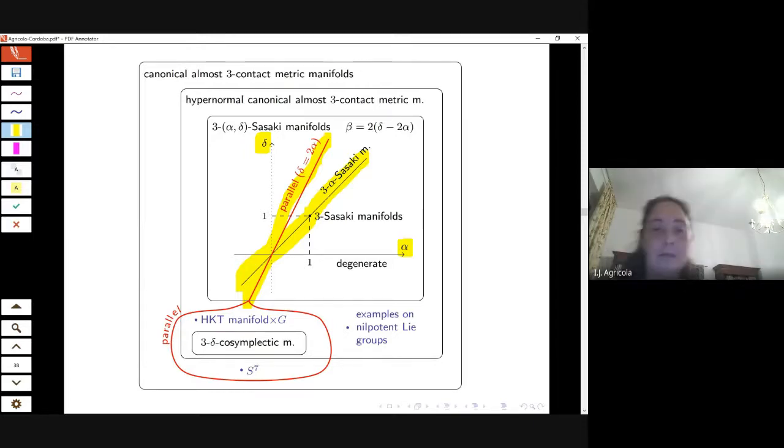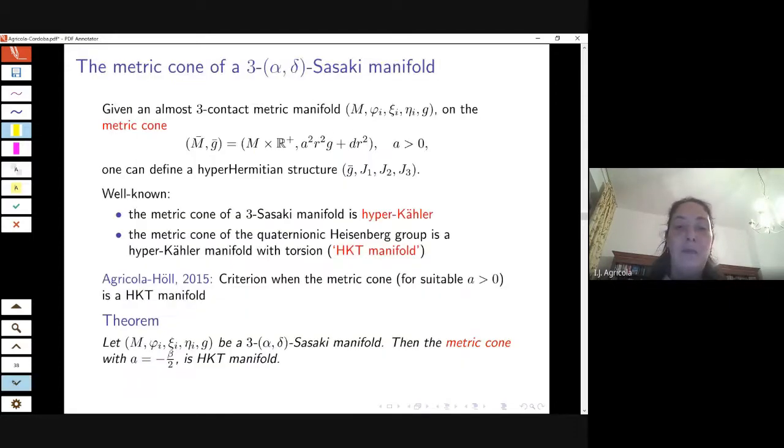Okay, ciao. Sorry, kids. Okay, so you have this plane of these structures. Degenerate corresponds to the X line. We have the parallel case, and actually you can prove that all these classes are not exactly coinciding. You have, for example, here in the parallel case, HKT manifolds times a Lie group and other examples. So you get a nice picture summarizing everything up.